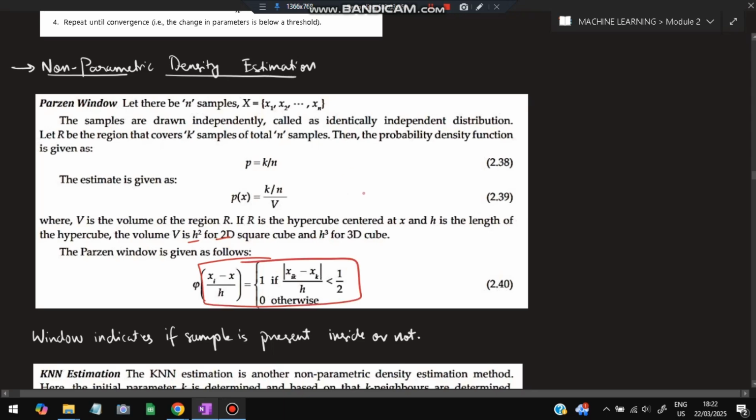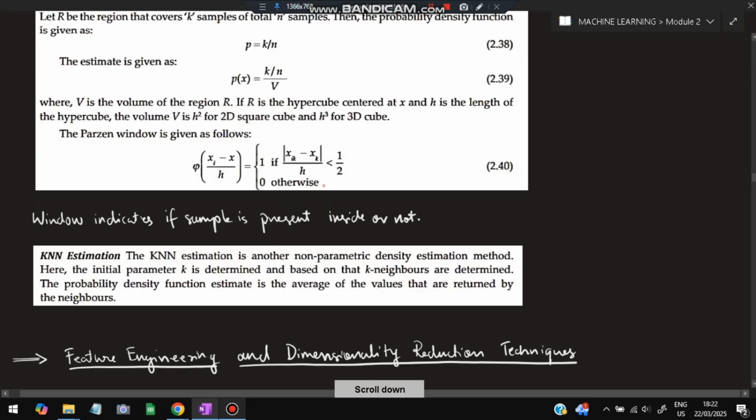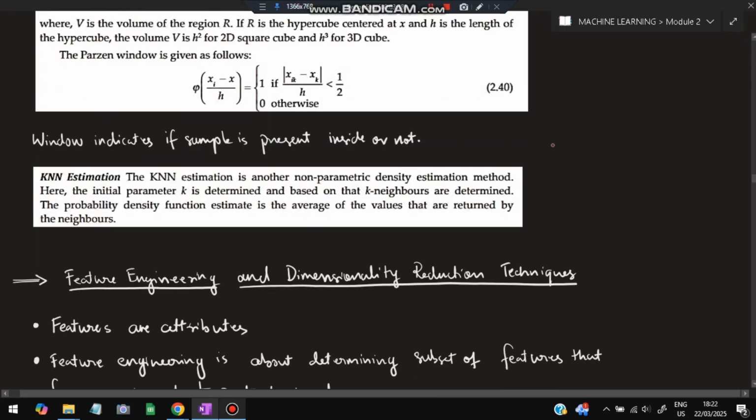We'll be applying this function to calculate the probability of whether a sample is present inside the window or not. This is a window. We are defining a window. Whether a sample is present inside or outside, that probability is calculated by using this formula. Okay, and last is k, which is the k nearest neighbors.